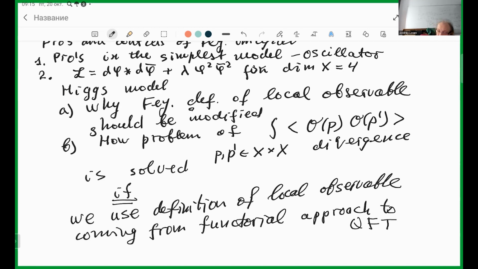So you may ask why I consider this model in dimension x equals 4. Not because our world is 4-dimensional. It's just because it happens that it is the simplest model. Okay? It just happens that it is the simplest model.